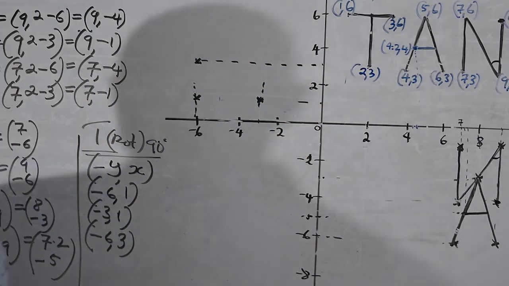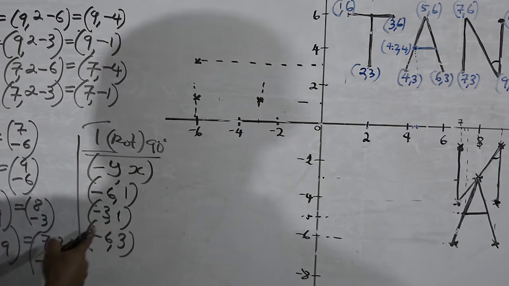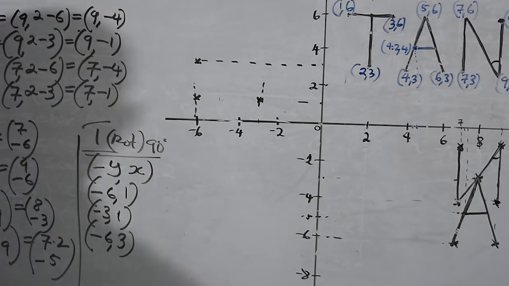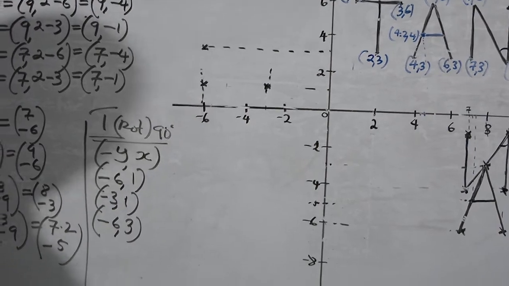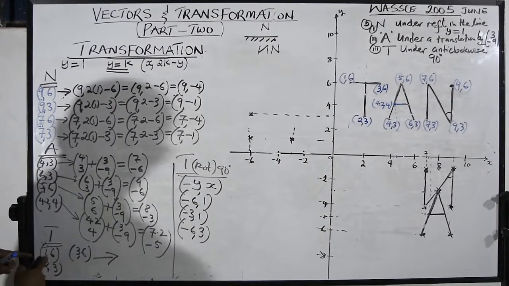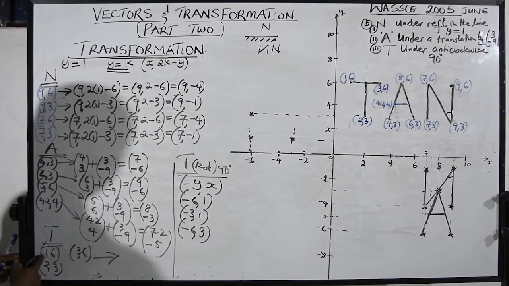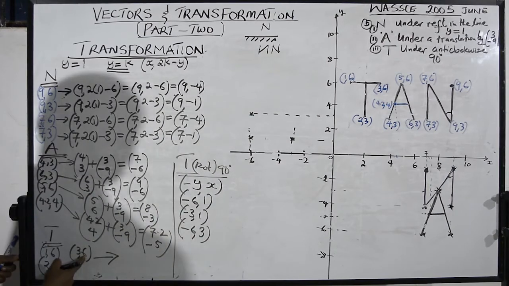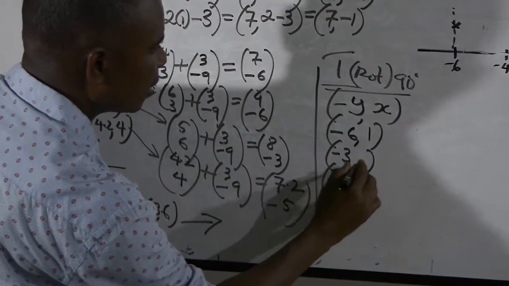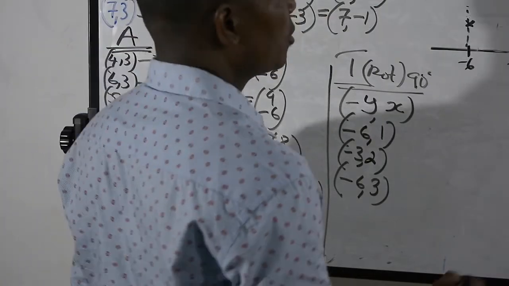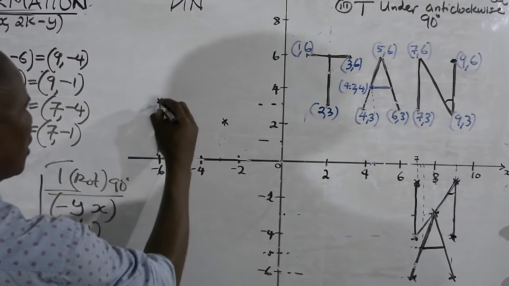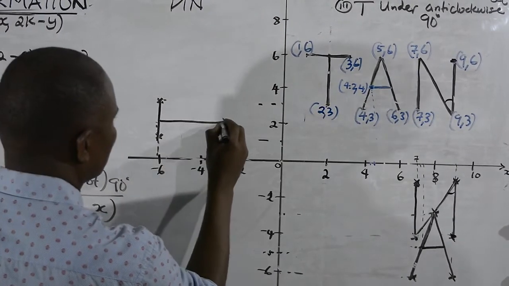But let me read the points again. It is (2, 3), and the other one is (3, 6). Yes, correct. And we have (1, 6). So it's (-6, 1). I've got that. And I have (-6, 3), then I have (-3, 2). So here, I come back with (-3, 2), this is minus 3, then 2, somewhere here. So I have the 3 points, so I draw there, and I bring it down here.